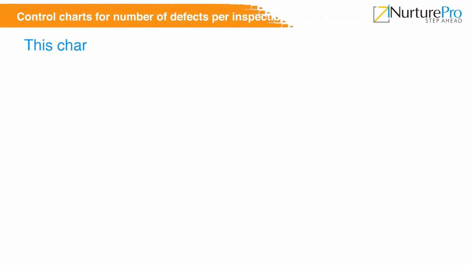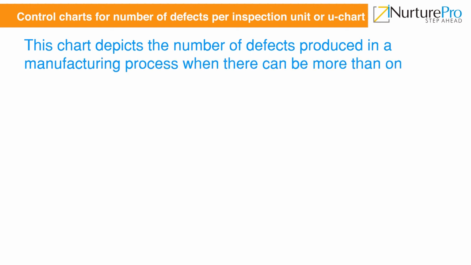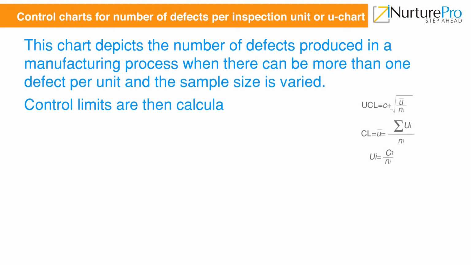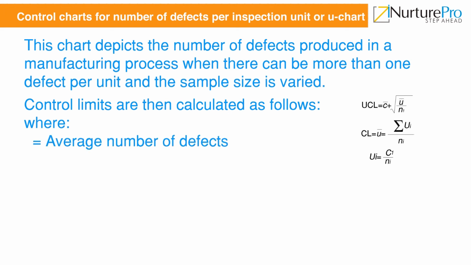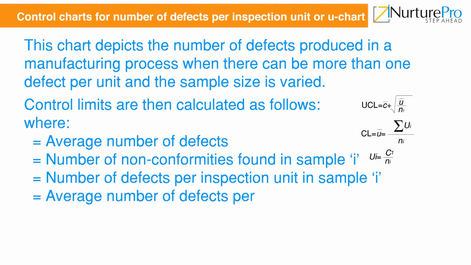This chart depicts the number of defects produced in a manufacturing process when there can be more than one defect per unit and the sample size is varied. Control limits are then calculated as follows, where u bar is equal to the average number of defects, c i is equal to the number of non-conformities found in sample i, u i is equal to the number of defects per inspection unit in sample i, and n i is equal to the size of the sample.